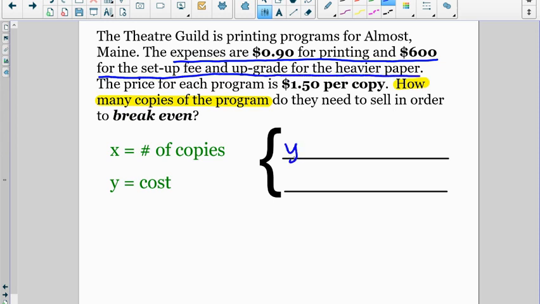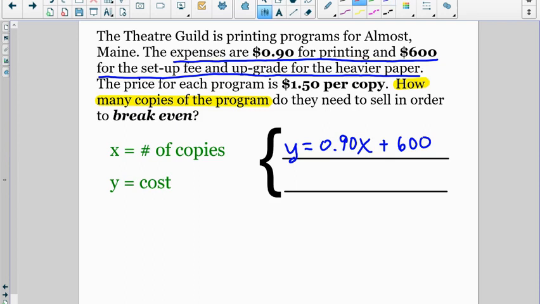So to get a total cost, we would have to take 90 cents for every copy that's printed. So if there's 10 copies, it's 90 cents times 10. If there's 100 copies, it's 90 cents times 100, and so on. But in addition to that, there's the $600 setup fee. So that's all used to calculate the total cost that the Theater Guild has just to print the programs before they even have the play, Almost Maine.